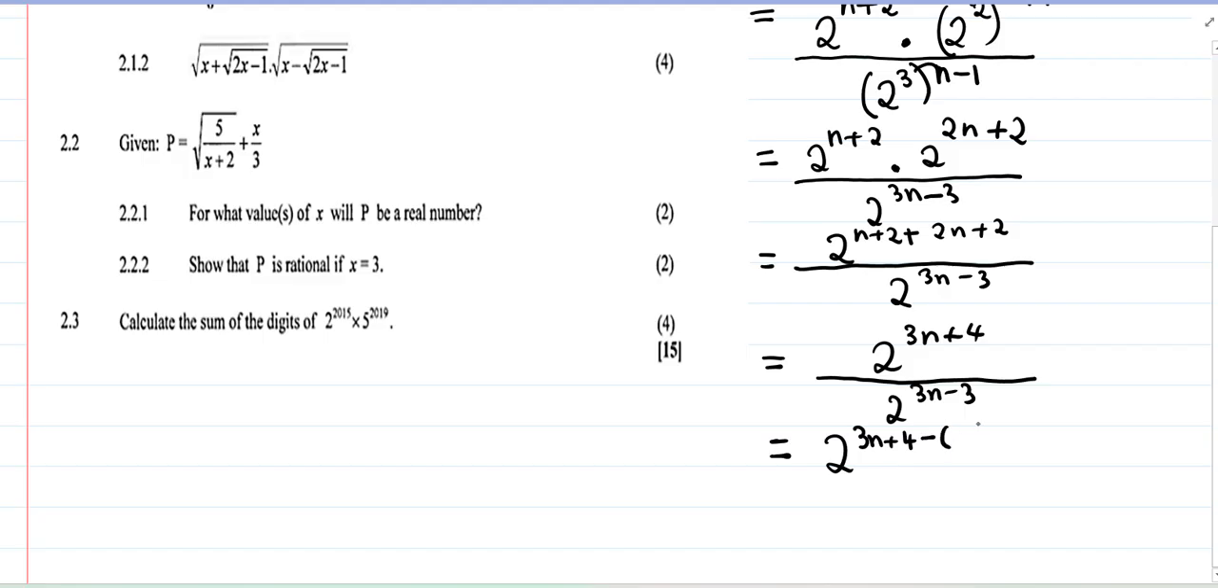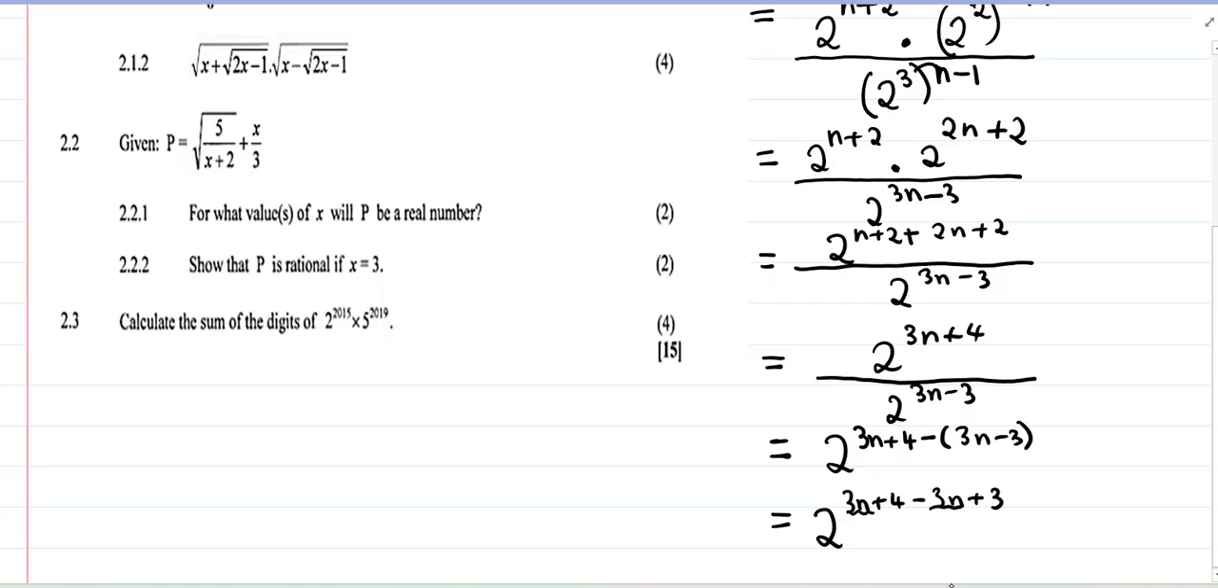Now, this is where a lot of learners make mistakes. When they subtract, they forget to put this one in brackets. Why do I put it in brackets? Because it is an expression that consists of 2 terms. But if it was just one term, there would not be a need for me to put it in brackets. So this helps me to avoid mistakes. So it's going to be 2 to the power of 3n plus 4 minus (3n minus 3). Negative times negative gives me positive.